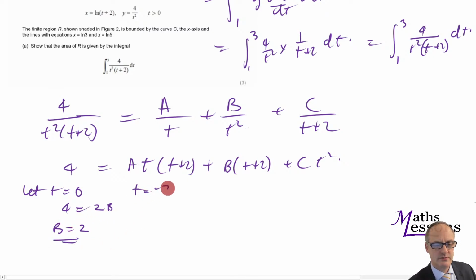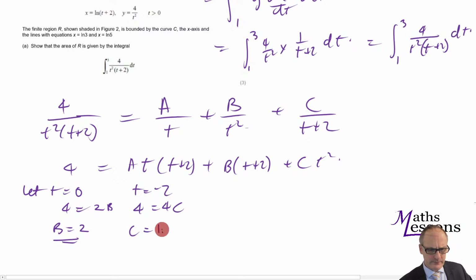If we let t equal minus 2, the trick of this, if you haven't spotted it already, is to make something in the factors equal to 0 so you can eliminate variables. So we make the minus 2, we get 0 here, we get 0 here, so we just get c. So we get 4. Minus 2 squared is 4, so we get 4c. So c equals 1.